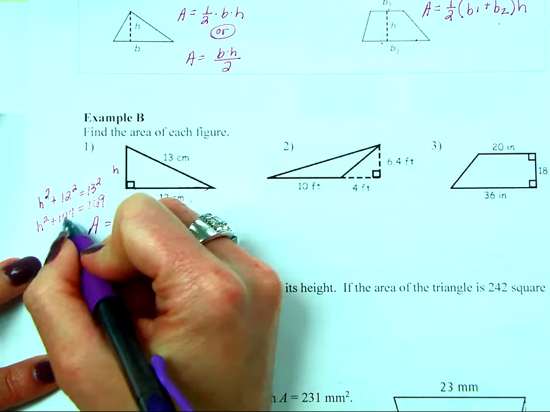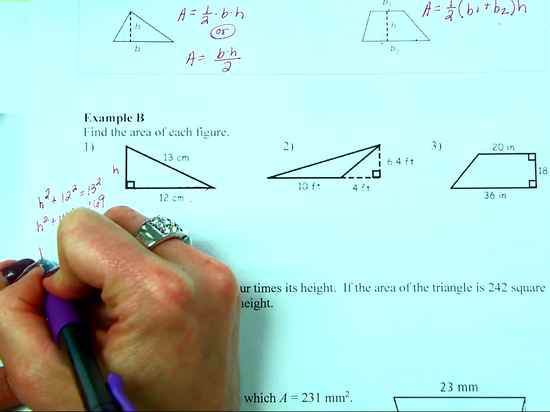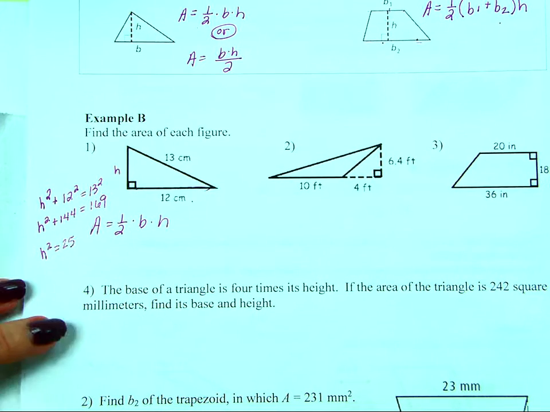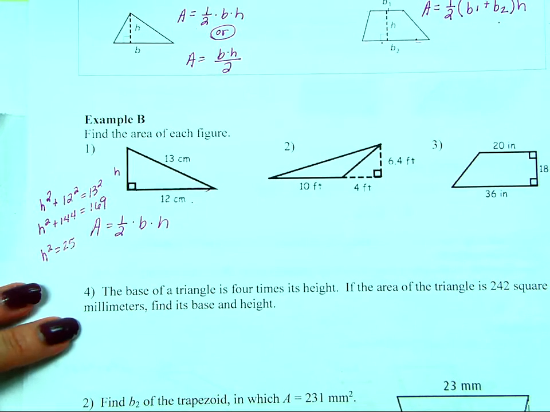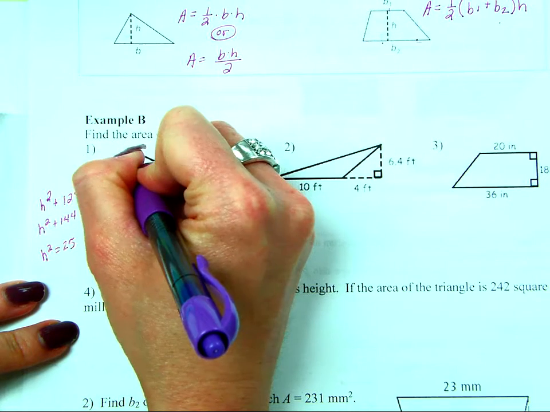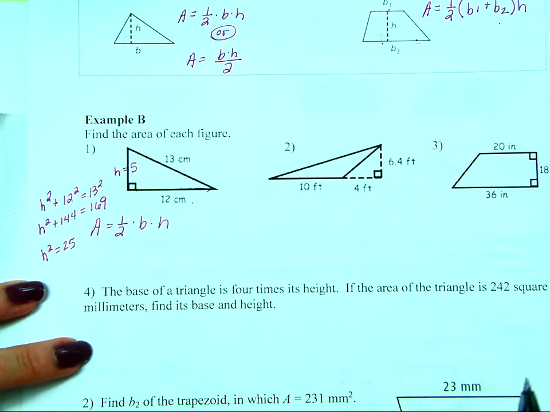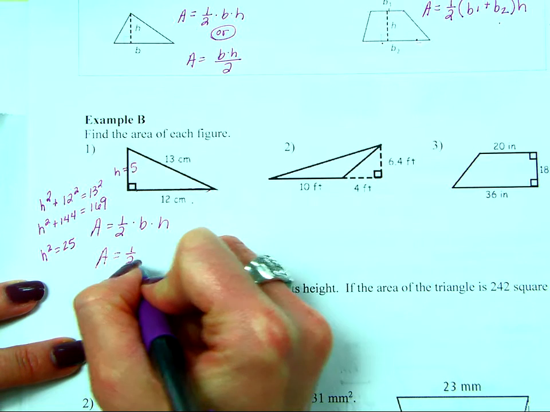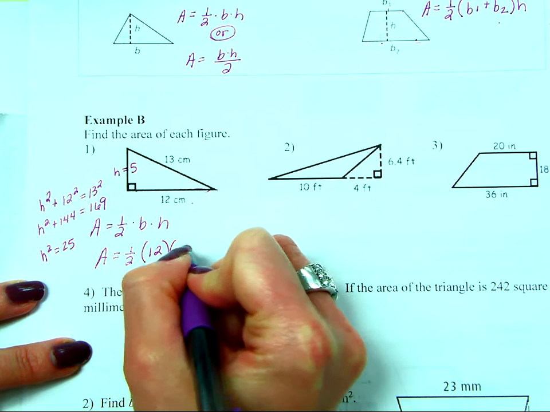If I subtract here, I'm going to get that h squared is 25. So if h squared is 25, then h has got to be 5. So what am I going to do to find the area of my triangle? Well, now we know a base of 12 and a height of 5.